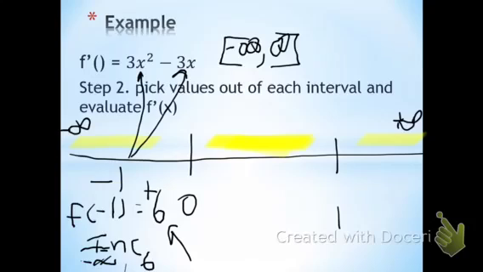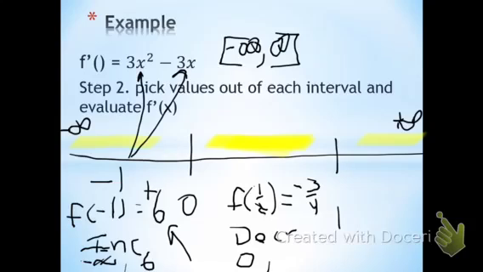What about this interval right here? Pick a value between 0 and 1. How about 0.5, 1/2? f prime of 1/2. Plug a 1/2 in and do your math, and you get a slope of negative 3/4. Our parent function is decreasing from 0 to 1.